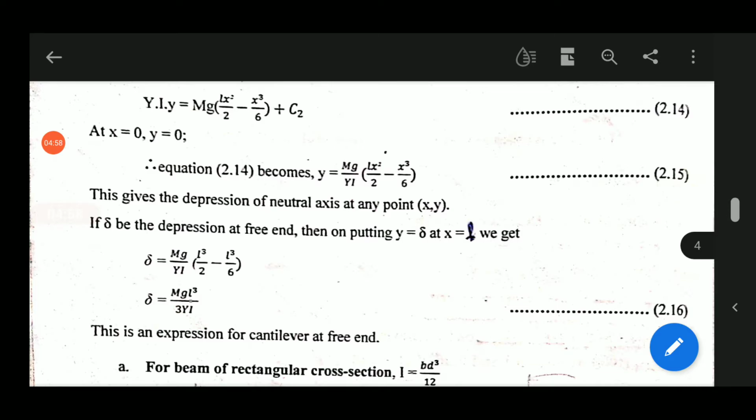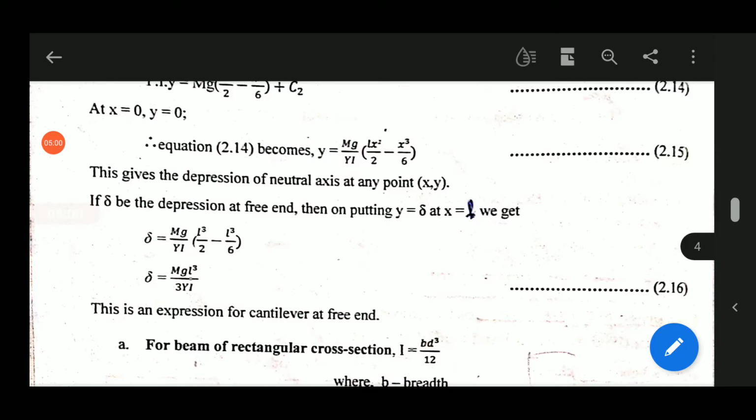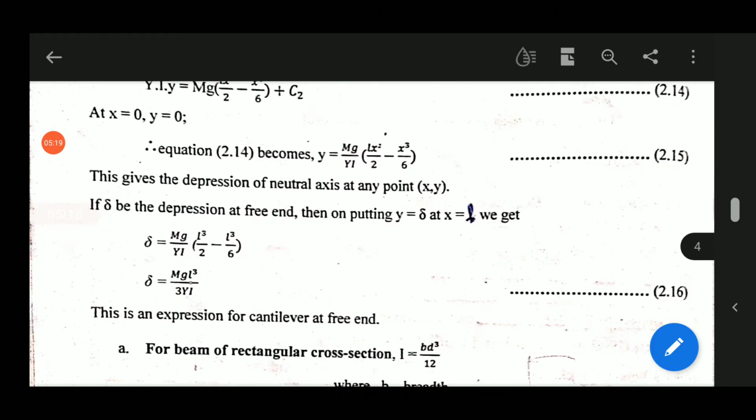In the y-axis, therefore, we put y equal to delta and x equal to L. We get delta = mg/(Y I) × (L³/2 − L³/6). So we get delta = mg L³ / (3 Y I), where Y is Young's modulus and I is the geometrical inertia. So this is the expression for a cantilever at the free end.